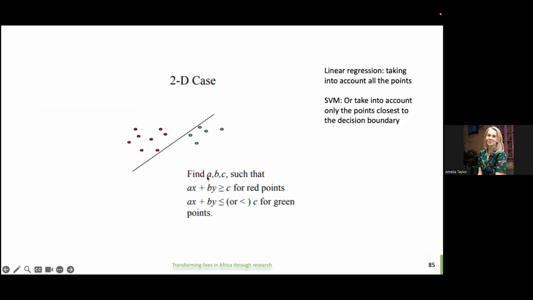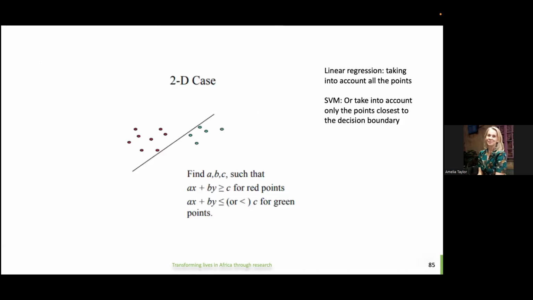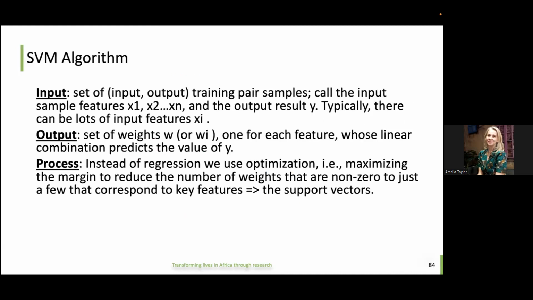So a bit like this, but instead of having just A and B, I will have multiple W's, or A1, A2, or A, B, C, D, and so on. So I'll have this set of weights that will give me the importance of each feature. And in combination, they will give me that line of prediction for Y. But now instead of regression, so instead of finding this A, B, and C through regression, they are found through a process of optimization.